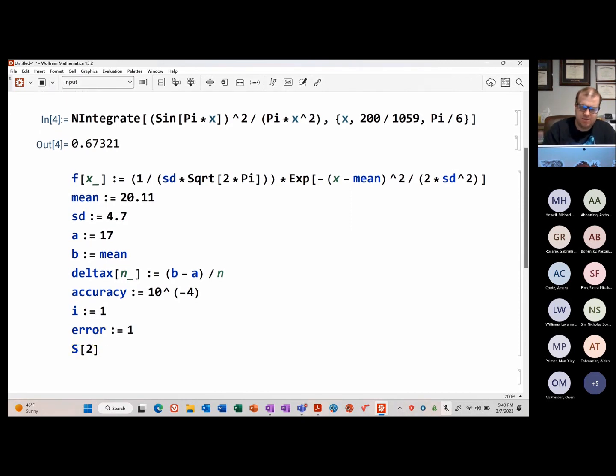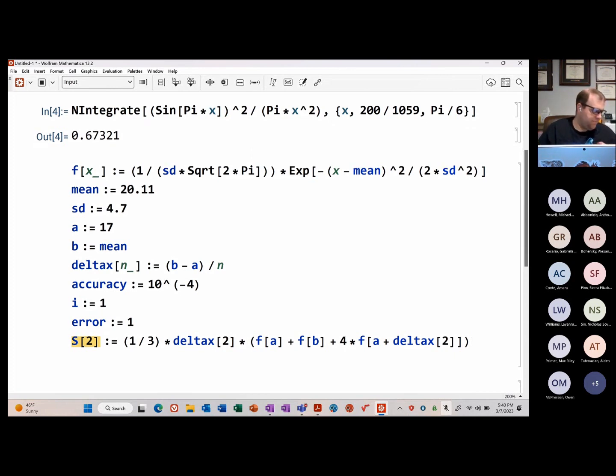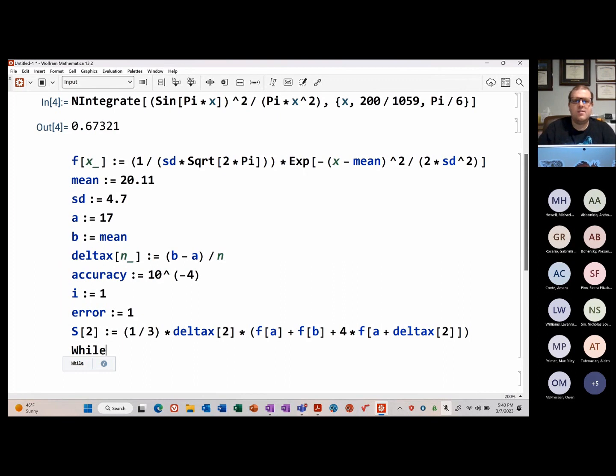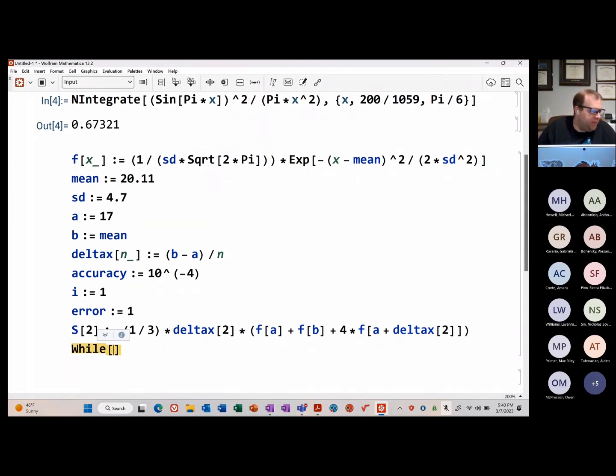Define S of 2 as one third times delta x of 2 times f of a plus f of b plus 4 times f of a plus delta x of 2. All right, and then remember we did the while loop.